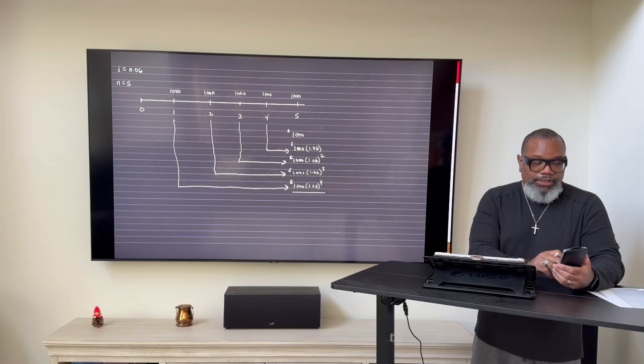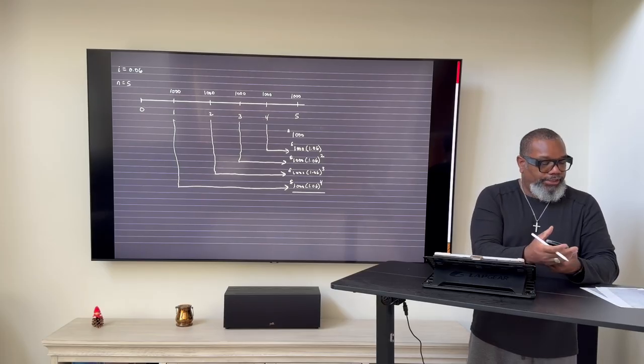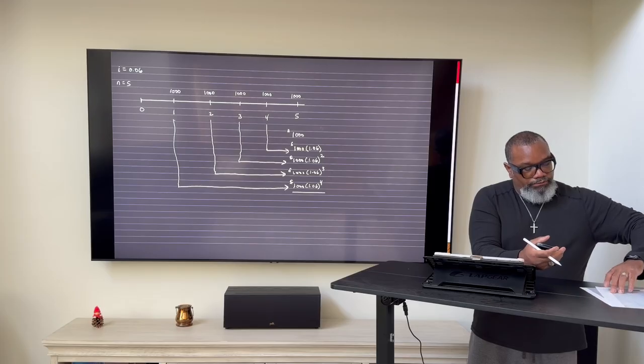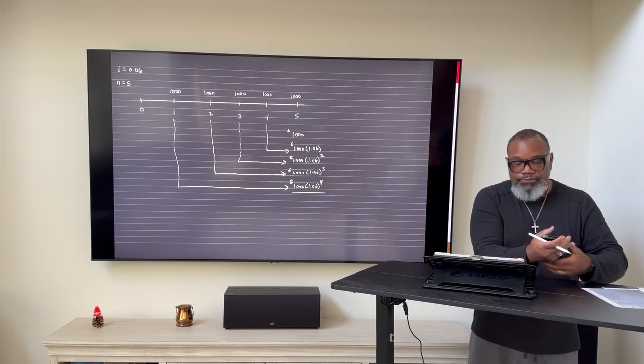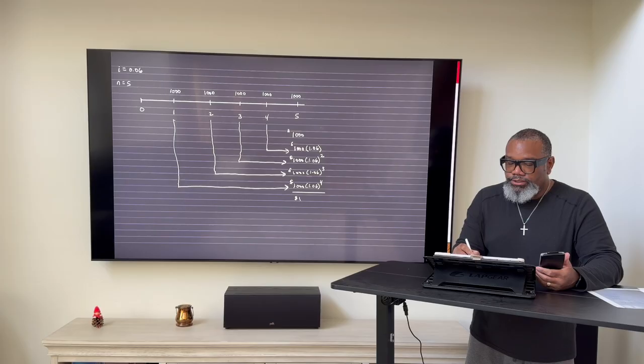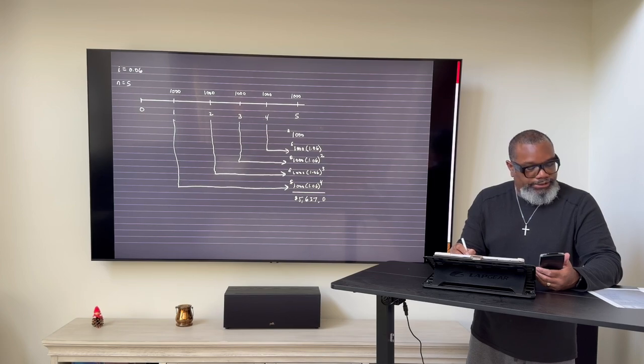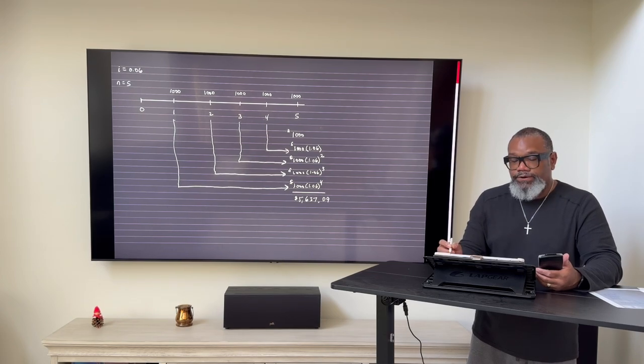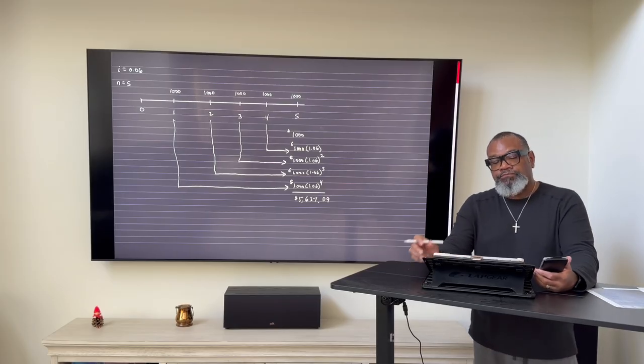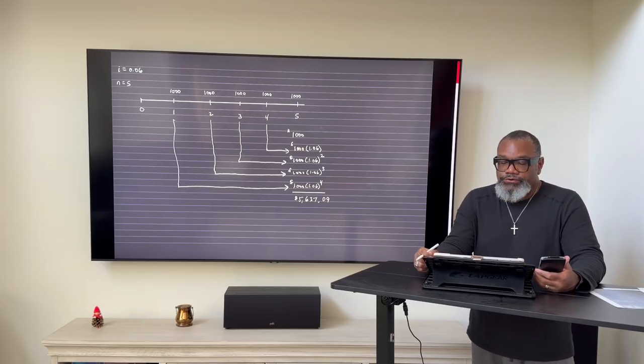And now let's just add them all up. So recall the first register plus recall second plus recall third plus recall what's in the fourth register plus recall what's in the fifth register, and then we get the amount $5,637.09 here. And so that's the future value of this annuity, right?